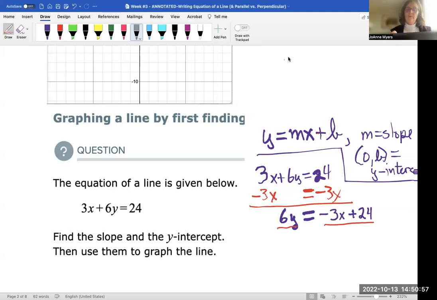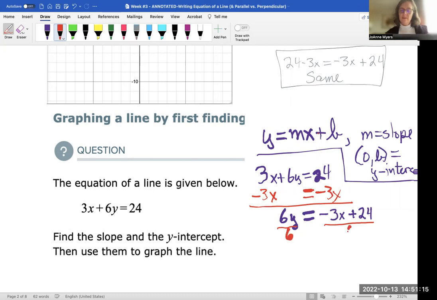Quick review. 24 minus 3x is the same thing as a negative 3x plus 24. Because they're the same value, you can use whichever one is more conducive to you finishing your work quickly and effectively. Now, when I'm dividing the right side by 6, each term is divided by that number. So this becomes negative 3/6 times x plus 24 divided by 6. Always reduce your fractions or ALEKS will give you a very hard time.